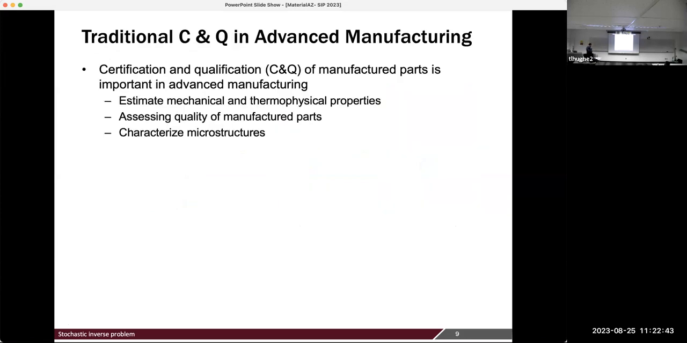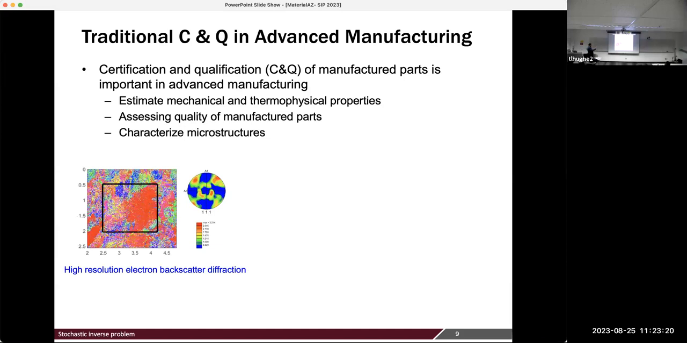Before I give a couple of examples, how does this fit into industrial engineering and manufacturing? In industrial engineering and manufacturing, we typically call it certification and qualification. Whatever we are manufacturing, we want to make sure that it meets the desired properties or desired specifications before it actually goes into the operational phase. So we focus on estimating the mechanical properties, thermophysical properties, and measuring the quality. This could be GD&T, geometric dimensioning and tolerancing measurements. And then we also look into characterizing the microstructures. I have a couple of examples that I'm currently working on, so I'll give some ideas here.